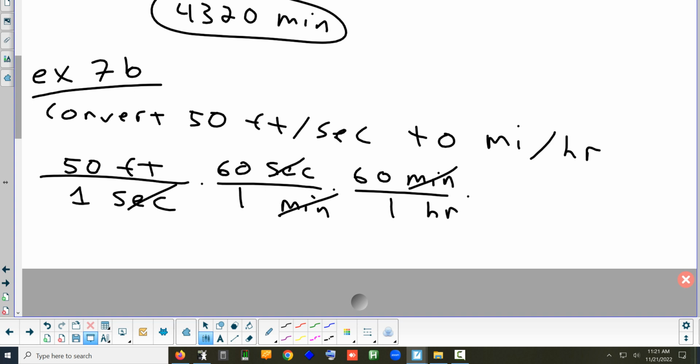Now the last unit we want to get rid of is feet. So where would feet go? Bottom. And miles would go in the top. And what's the connection between feet and miles?